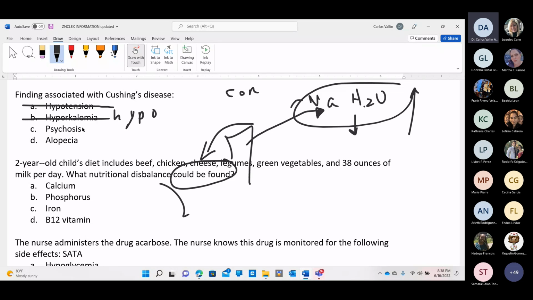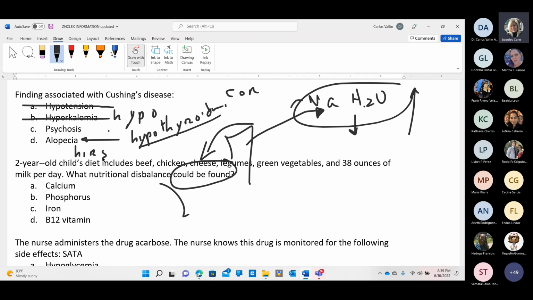Now we are left with psychosis and alopecia. What do you know about alopecia in Cushing? Alopecia is more characteristic of hypothyroidism, and of course androgenic alopecia from testosterone, but hypothyroidism is the most associated with alopecia. In Cushing the people have hirsutism. You know what hirsutism is? It makes you hairy, you develop a mustache, on the chin and everywhere. So hirsutism is more related with Cushing than alopecia. Loss of hair is found in hypothyroidism, but not in Cushing.